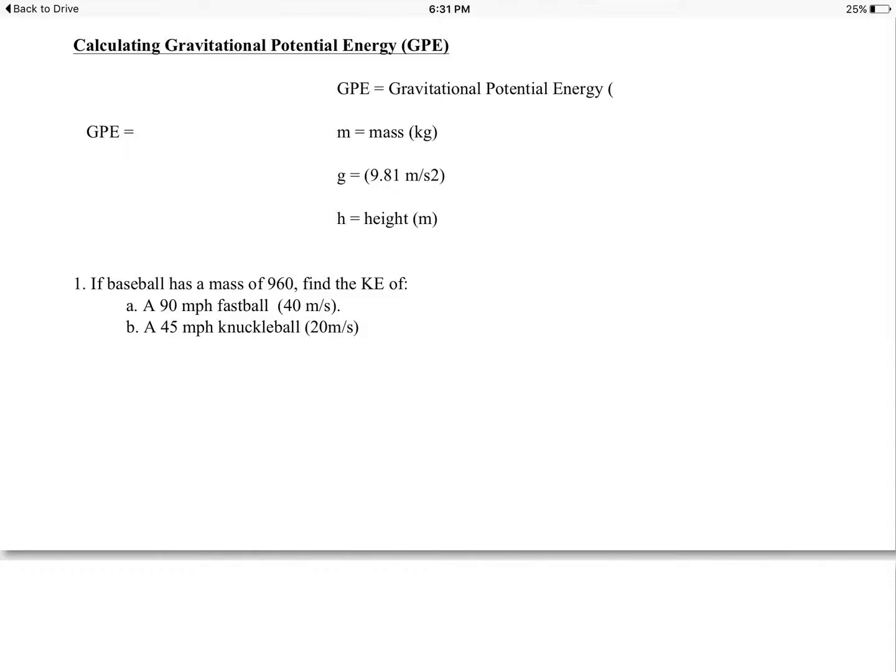GPE, gravitational potential energy, is equal to mass times the acceleration due to gravity times your height, mgh. The GPE is in joules, like any energy. The mass is in kilograms, little g is 9.8 meters per second squared, which we can round off to 10, and the height in meters.